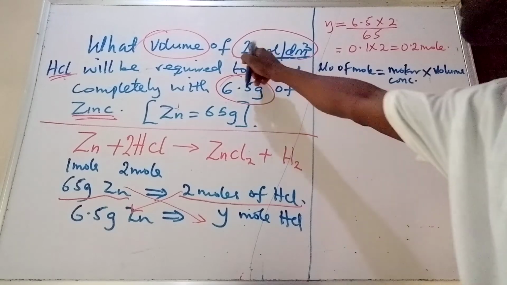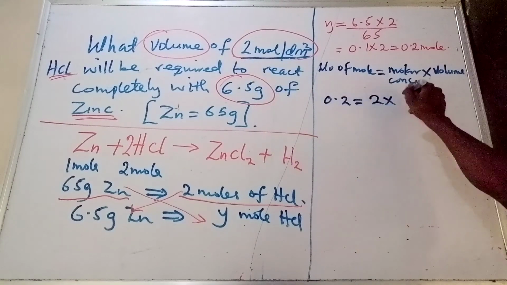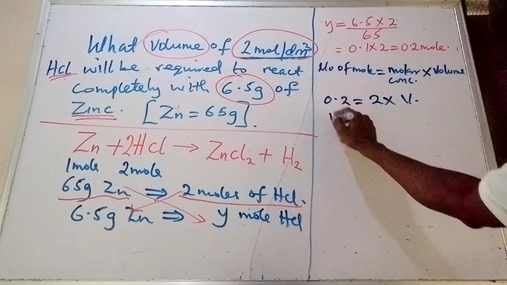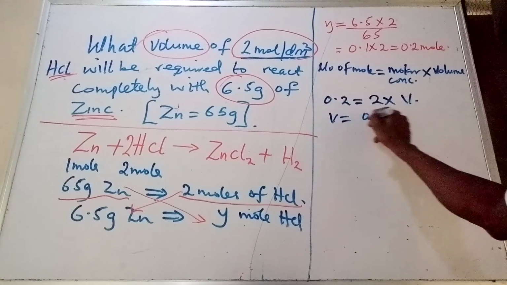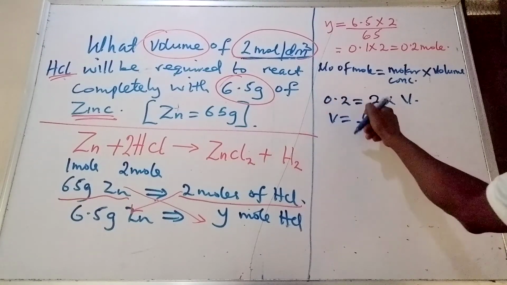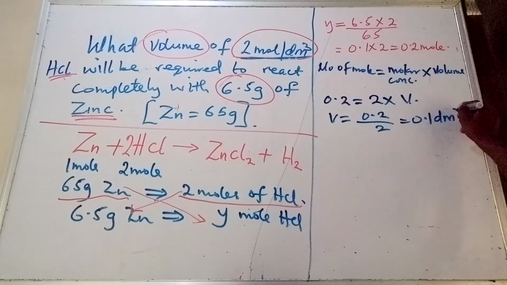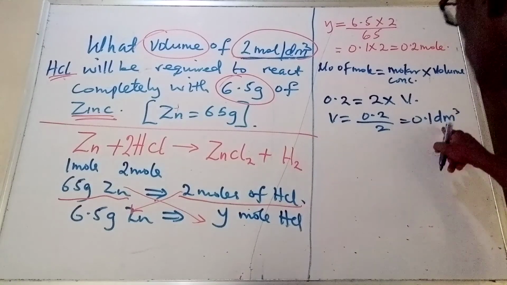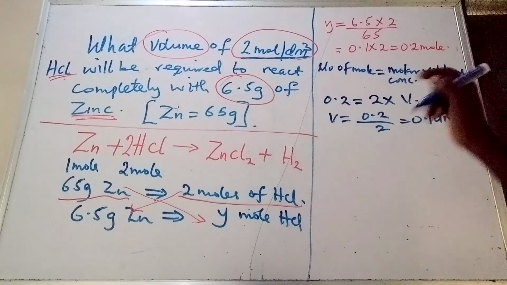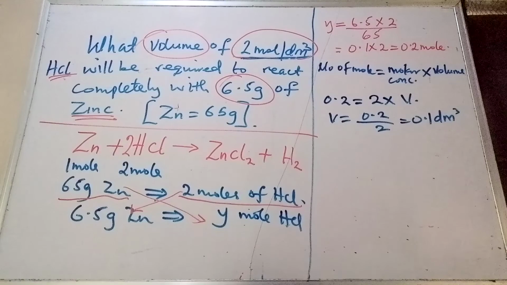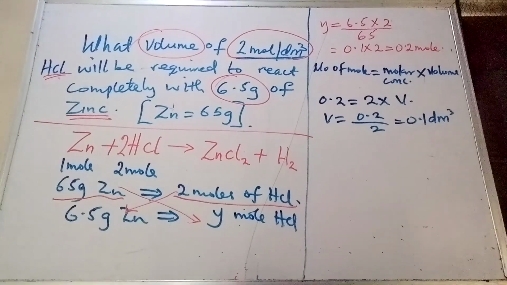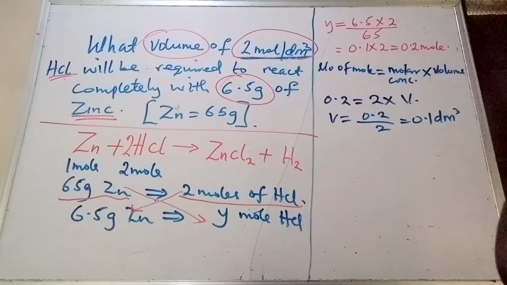Molar concentration 2 times the volume we are looking for. So then the volume will be 0.2 divided by 2, by dividing both sides by 2. That will be 0.1 dm cube. So you can now convert this 0.1 dm cube to what? Cm cube. Don't forget that 1000 cm cube is equivalent to what?